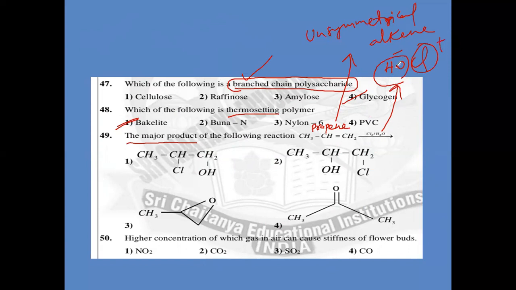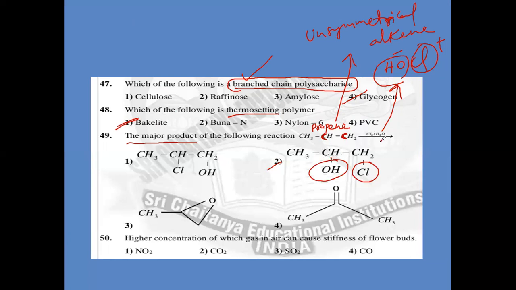Now here the negative part will go to the double bonded carbon with less hydrogen. Here CH is the double bonded carbon with less hydrogen, and CH2 is the double bonded carbon with more hydrogen. So the OH minus must attach to CH and Cl plus will attach to CH2. On the middle carbon, OH is attached, and on the right side carbon CH2, Cl is attached. So the second option is correct. It is the major product.